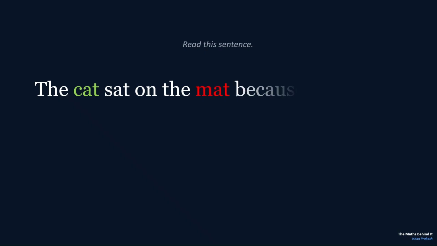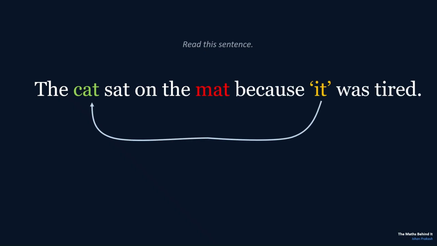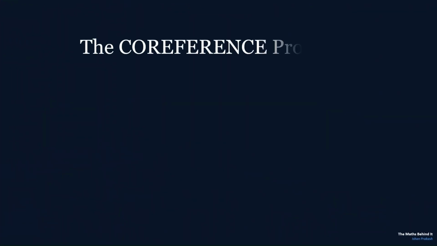Read this sentence. The cat sat on the mat because it was tired. When you got to the word "it", your brain knew it meant the cat, not the mat. Obvious. But for a computer, this was almost impossible for decades. It's called the coreference problem, figuring out what a pronoun refers to.